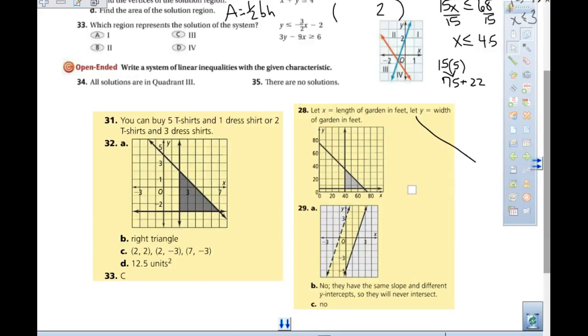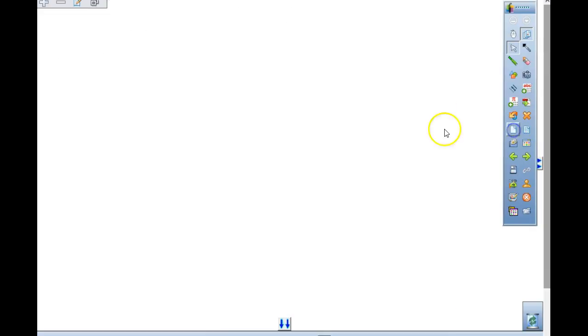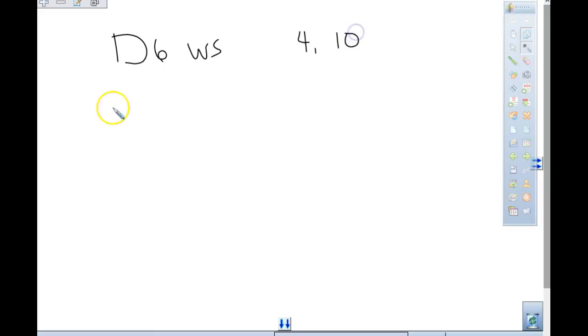And so number 10 was kind of the opposite of number 11's graph, right? Number 11 was kind of like this, but it was shaded in between the two, and this was just to show you that there's a possibility of no solution when we do this, okay? So I was looking at your D6 that we turned in yesterday. In the D6 worksheet, the questions that came up the most were number 4 and 10.